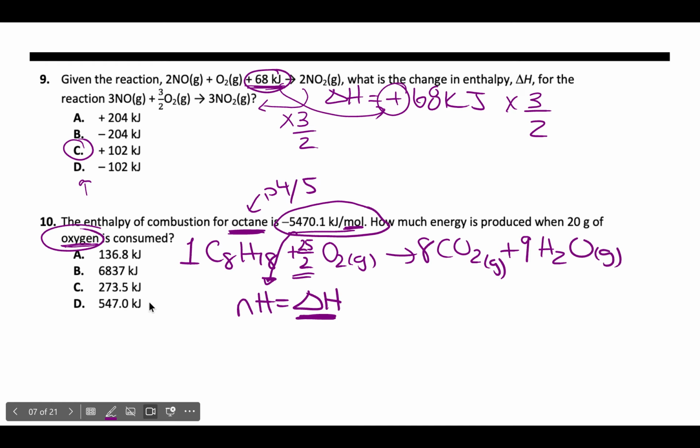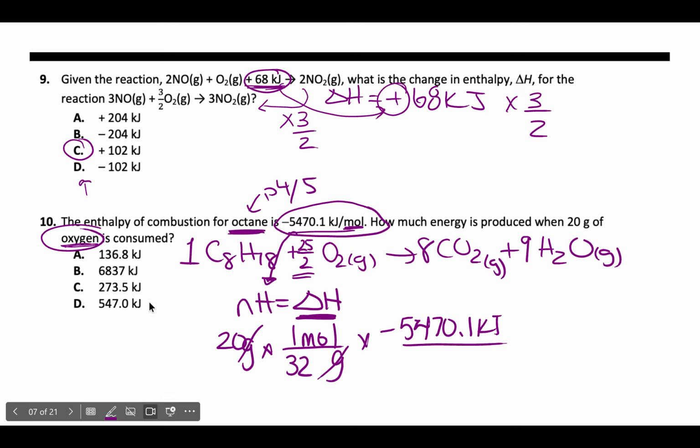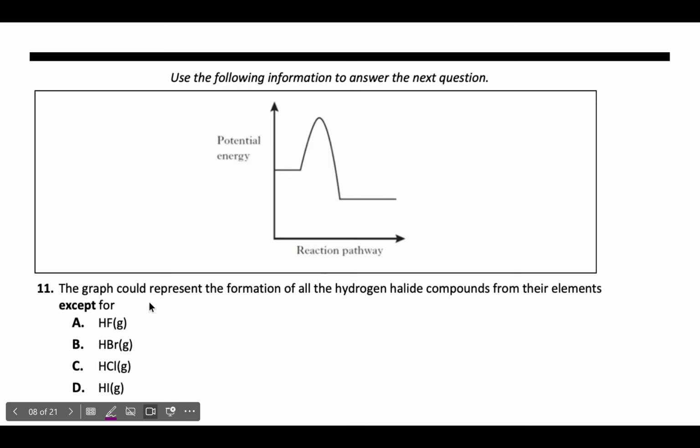So starting with grams of oxygen, we need to get moles of oxygen by dividing by the molar mass of oxygen. So now we're at moles, and then we can multiply by the molar enthalpy of the reaction, but you have to divide by the amount of moles of oxygen within that reaction. So this 25/2 is going to be very important. We don't want to miss it. Once we do that and plug it into our calculator, and hopefully we did it right, we should see the answer is C.